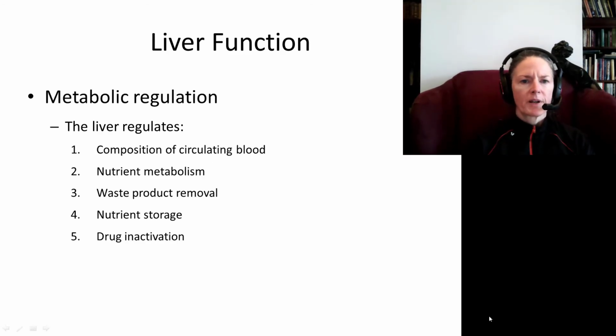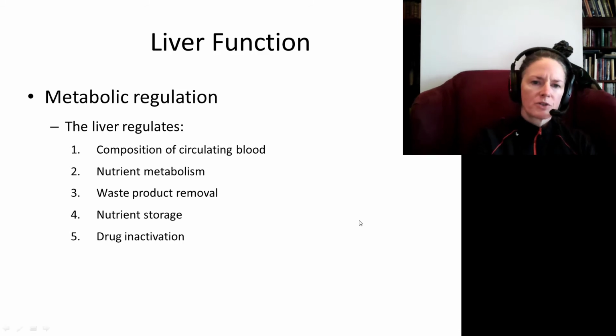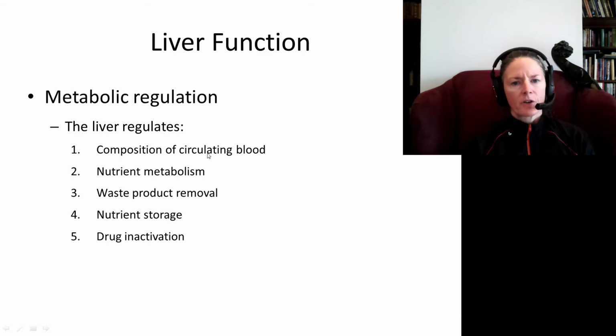Now, if we look a little bit at the metabolic regulation that the liver does, it's going to adjust the composition of circulating blood. So what nutrients are in it? A lot of the macromolecules that we digested into micromolecules that are then absorbed, most of them are brought through the hepatic portal system to the liver from the intestines. Those nutrients will then be stored in the liver.